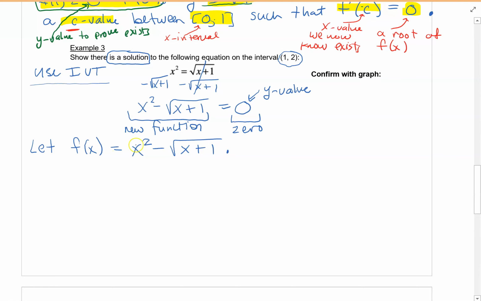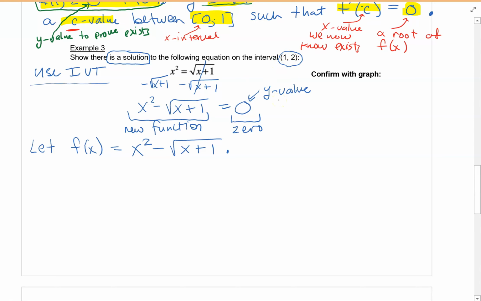Okay, so we first establish a new function. Now you got to check, is this function continuous? Because we always have to start with the conditions. Well, I'm going to let you take a couple shortcuts here because the AP test does as well. X squared is a polynomial function which is continuous. And the square root of x plus 1, the square root function is a radical function, which as long as it's defined is continuous, and it is defined between the x's of 1 and 2.